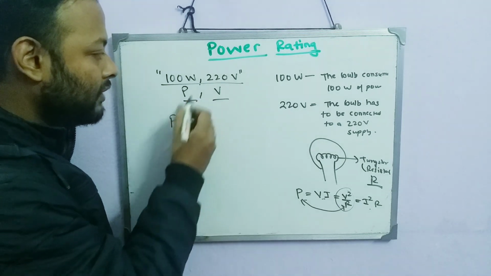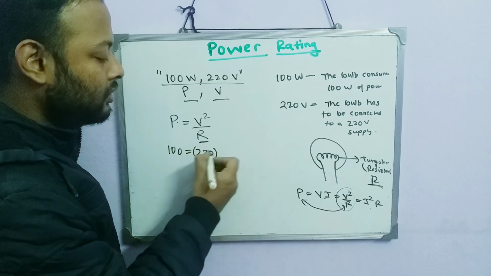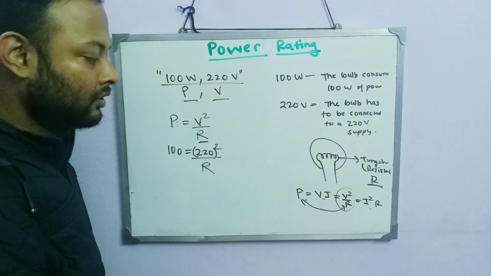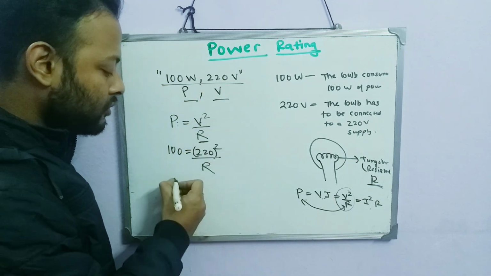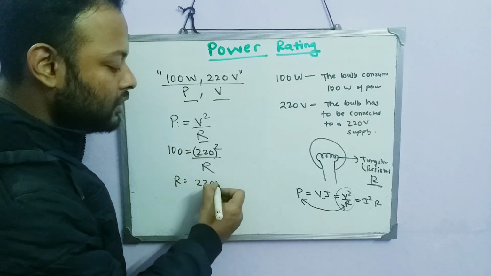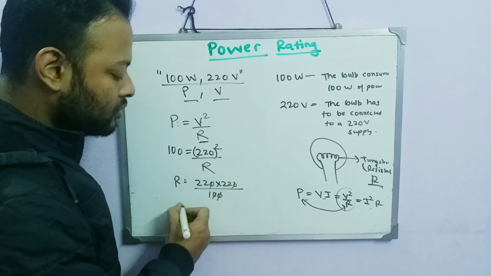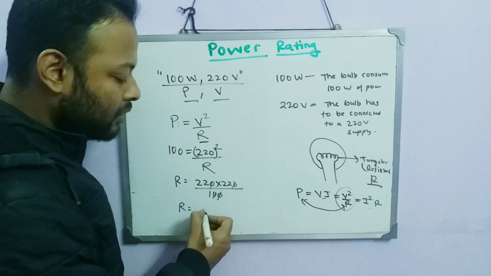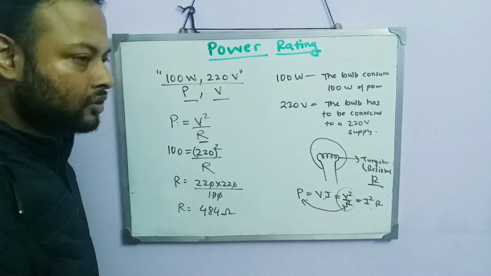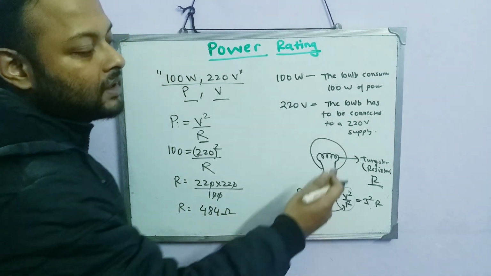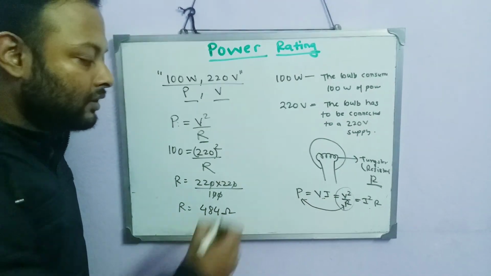So from here, if I put the values, power is equal to how much? 100. V square is how much? 220 square by R. Just substitute the values. V is 220 volt, so 220 square. From here, R becomes 220 into 220 by 100. And you cancel the zeros. So resistance becomes 22 into 22, which is 484 ohm. So the resistance of this tungsten coil is 484 ohm, right?